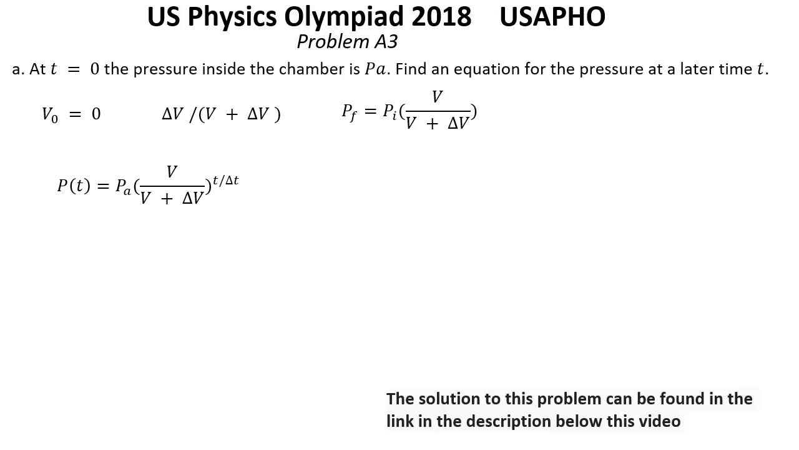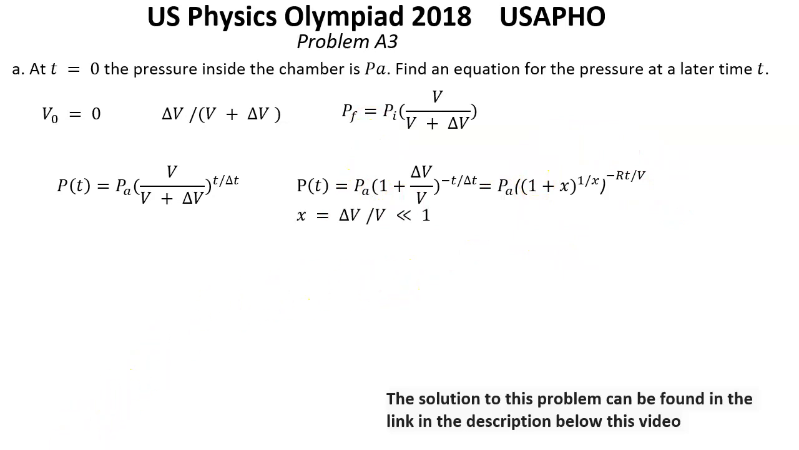P as a function of t is equal to PA multiplied by V over V plus delta V to the power of t over delta t. While this is technically correct, it can be simplified significantly. P as a function of t can be written in this form, where x equals delta V over V, which is much less than 1.